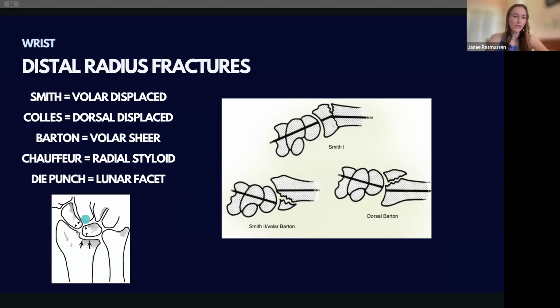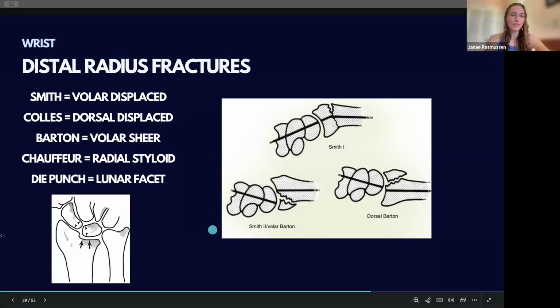And then a die punch fracture is what we have depicted here, which is where you basically have this compression into the lunate. And so this can cause the depression of the articular surface. Similar to a tibial plateau where you get that incongruity of the joint surface, now you basically have to re-elevate that joint surface.